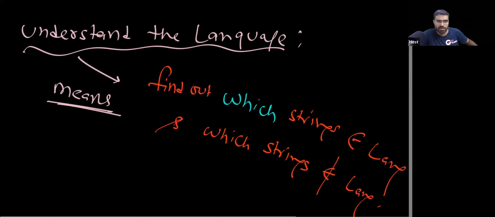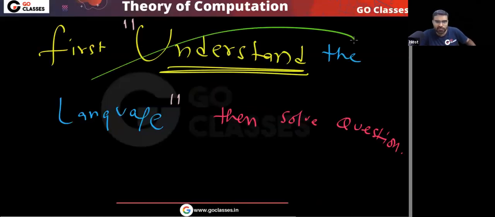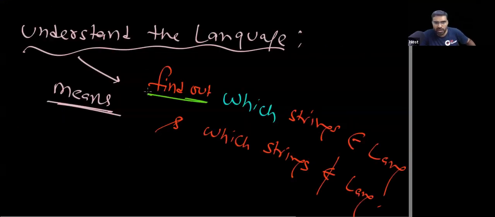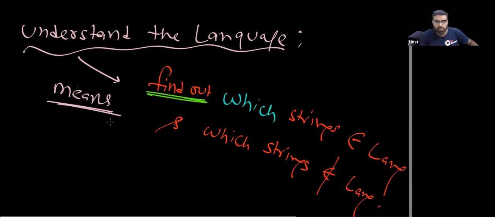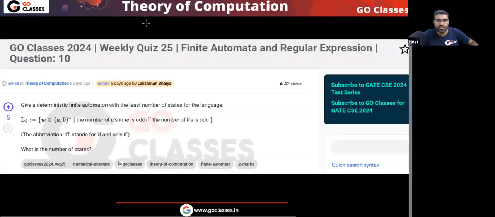Is this point clear? I told you many times that first you understand the language, then you solve the question. First you find out which strings belong to the language and which don't, then you solve the question. So we have done this. Please tell me, did you understand? Now let's see the next question.